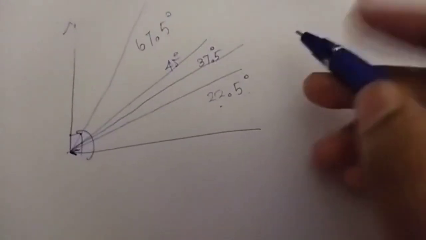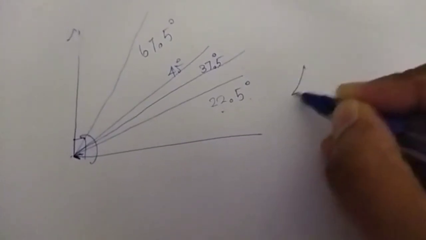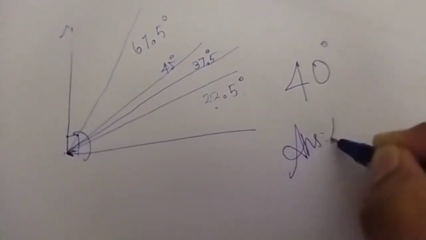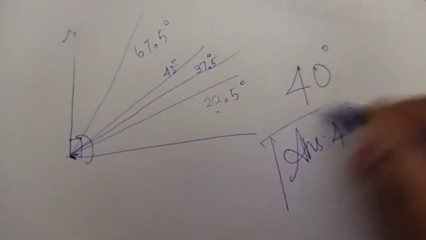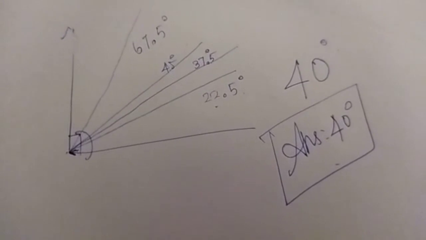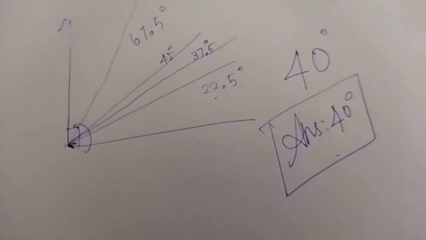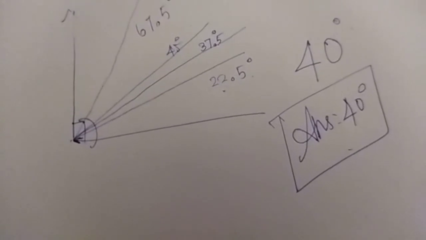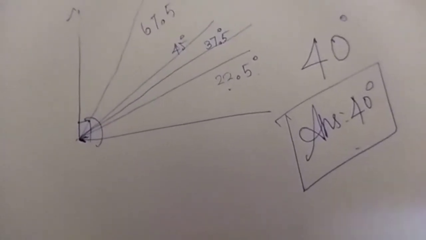So the only thing that we can't construct using compass and ruler is 40 degree. So the answer is 40 degree. We can't construct 40 degree using compass and ruler. Using protractor you can find any angle, but for using compass and ruler, this is the only possible way. Okay, let's go to next sum.